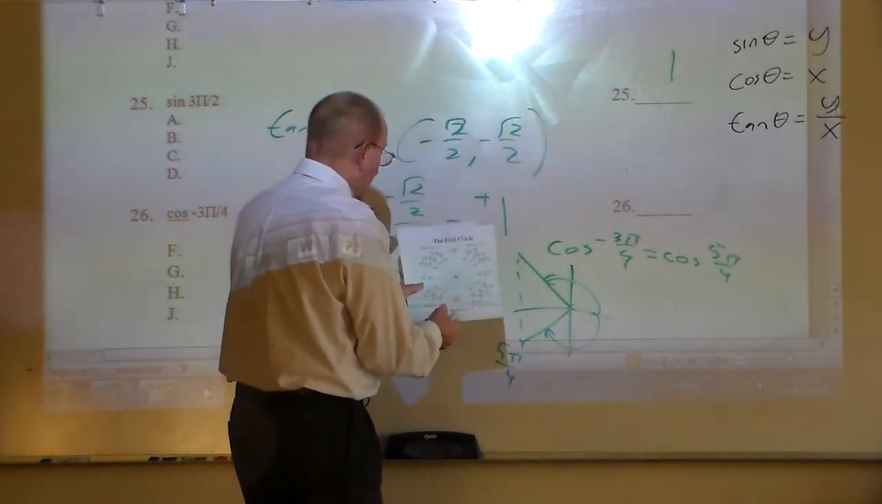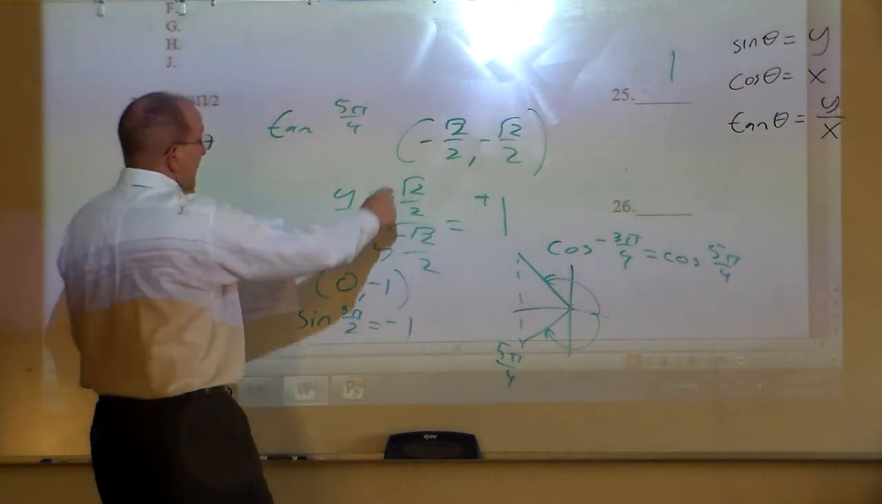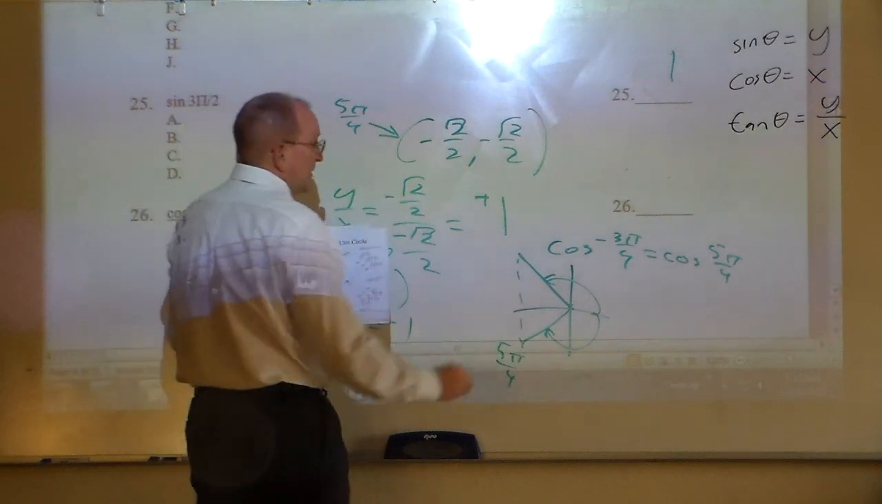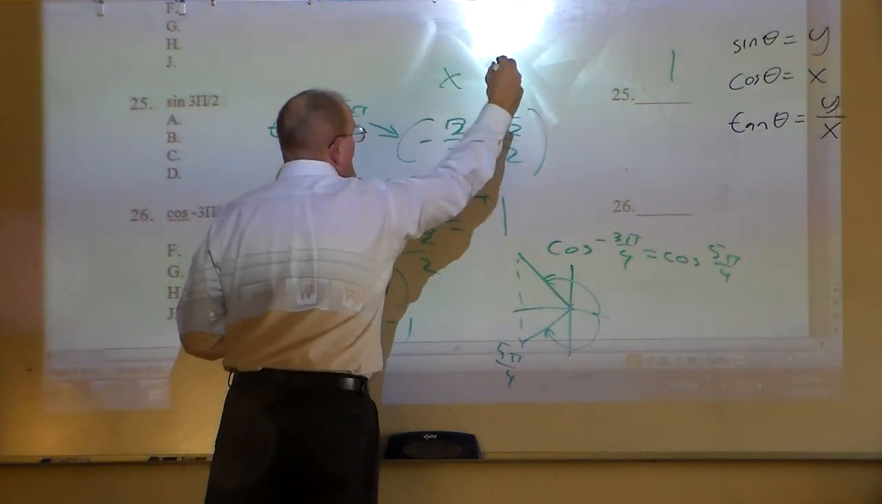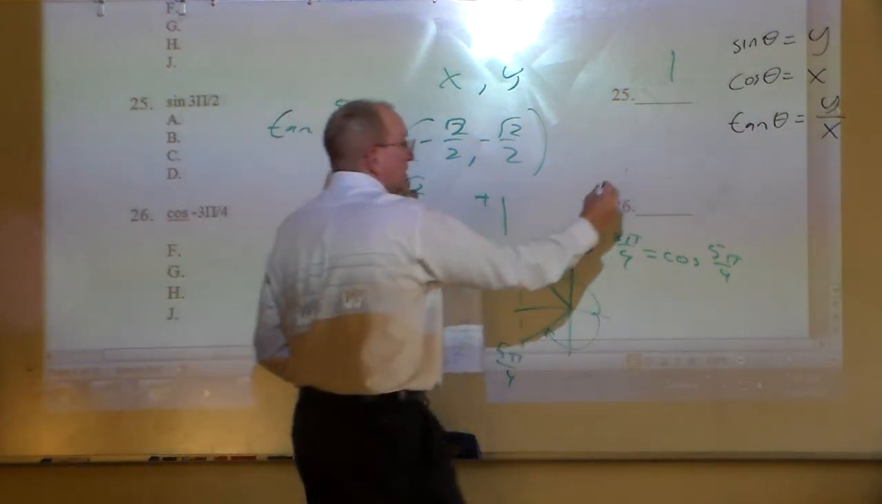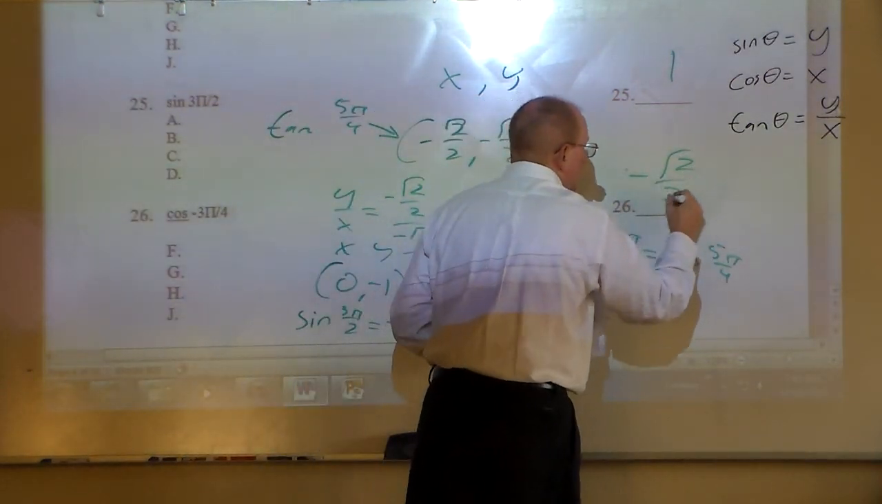And at 5 pi over 4, we have this exact same point we had right here at 5 pi over 4. Except this time we're finding cosine, which is just what? X. What's the x value? Negative square root of 2 over 2.